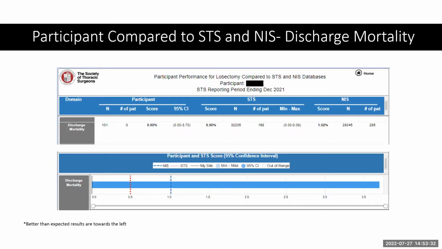And so you can see that the participant in this particular report has better than expected results. Their line is right on the 0, so that's why it's kind of hard to see, but it's there. And I did cut it off, but the better than expected results are towards the left. And that will be on your actual report when you look at it. Okay, next slide.